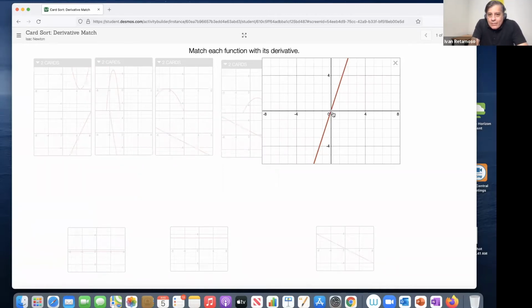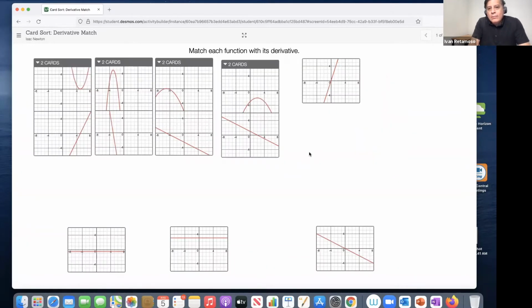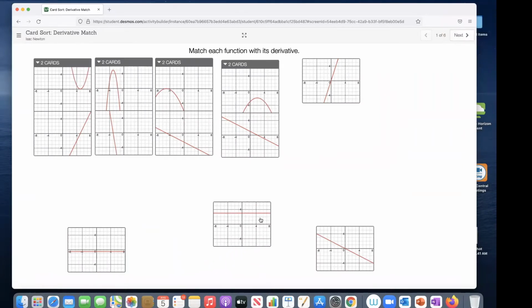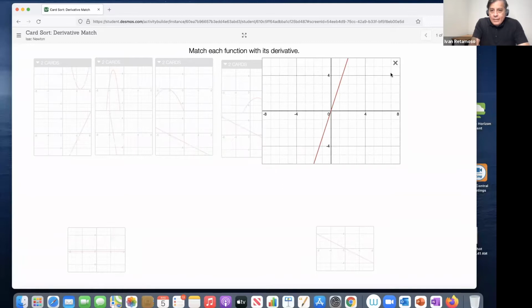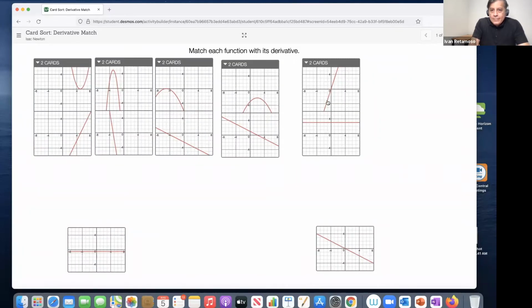For the derivative, let's use rise over run. Rise 3 units, run 1 unit, 3 over 1, 3. So the slope should be 3. The derivative should be the constant function 3. So which one do you think it is, this or this? This one, very good, Grace. Perfect choice, because if we take the derivative of this, the derivative captures the slope, which is 3, we will get a constant function y equal 3, this one, right?